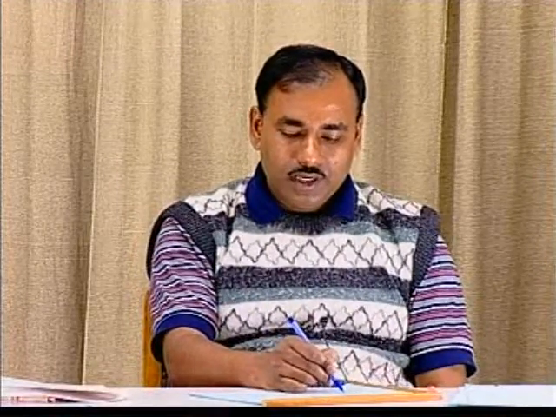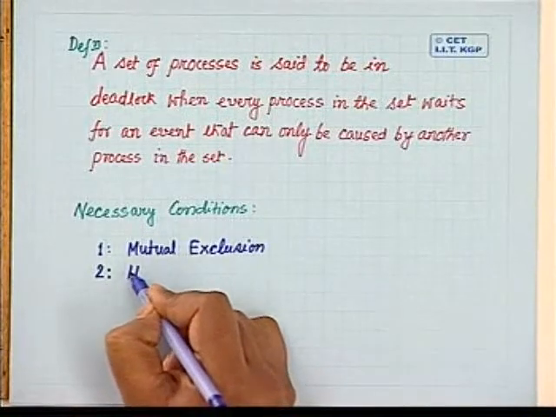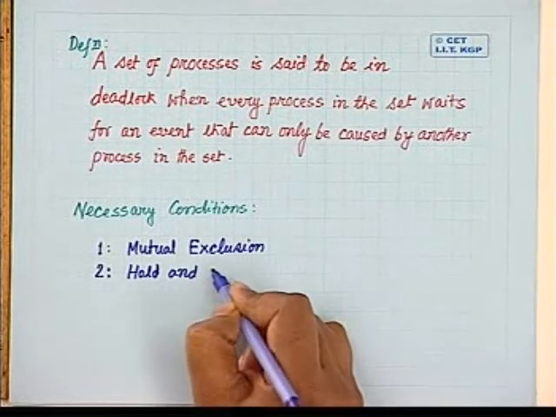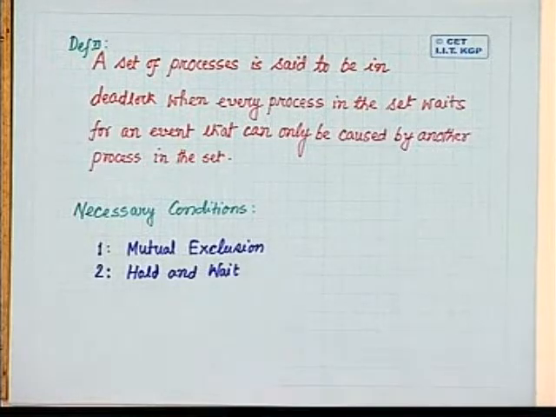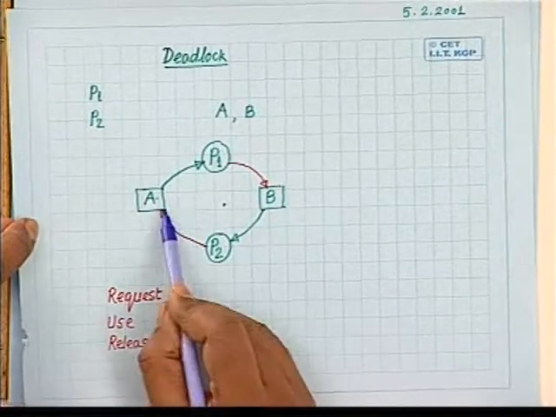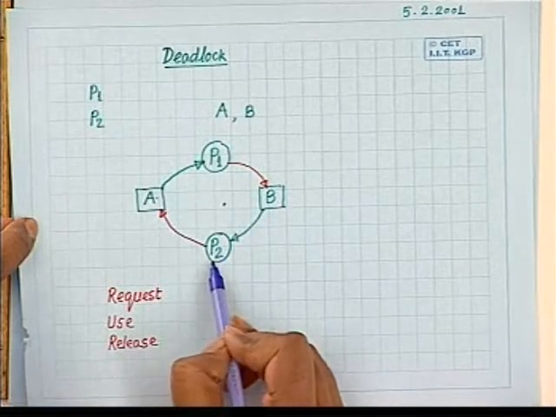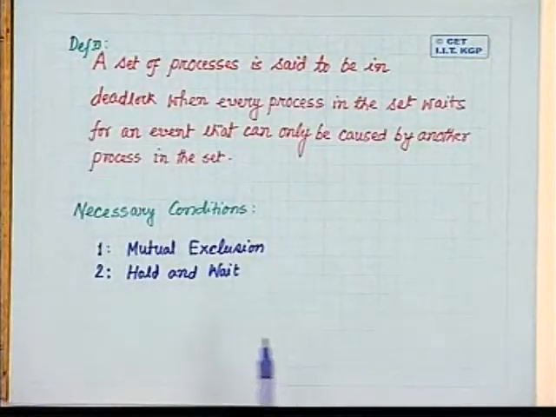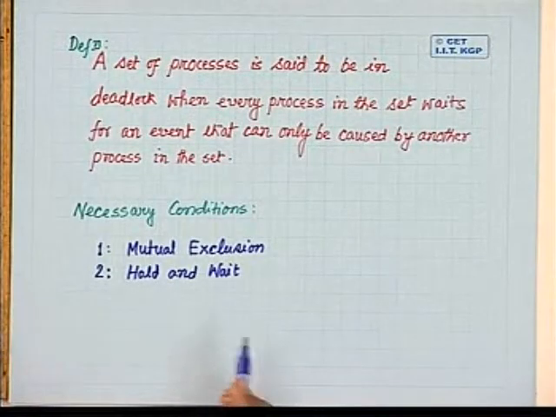The second condition for the occurrence of deadlock is hold and wait. That is, the process is holding some resource and waiting for other resources to be released. As in this case, P1 is holding A and waiting for B to be released. That is, hold A and wait for B. Similarly, P2 is holding B and waiting for A. So hold and wait is the second necessary condition for the occurrence of deadlock.